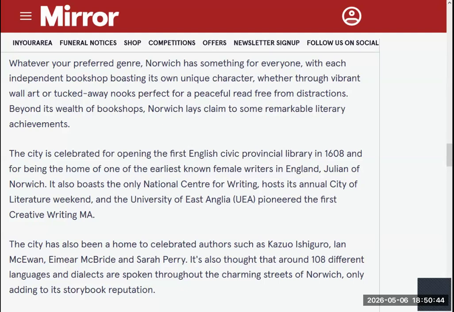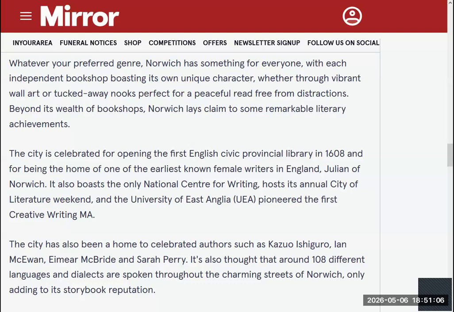It also boasts the only National Centre for Writing, hosts its annual City of Literature Weekend, and the University of East Anglia, UEA, pioneered the first creative writing MA.